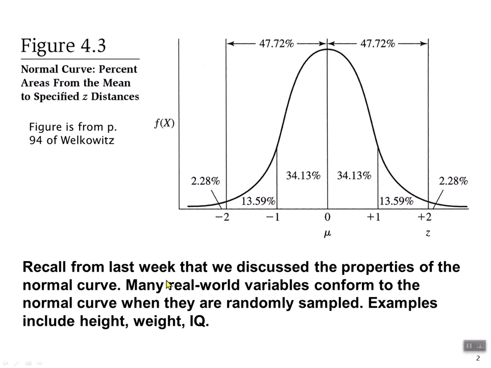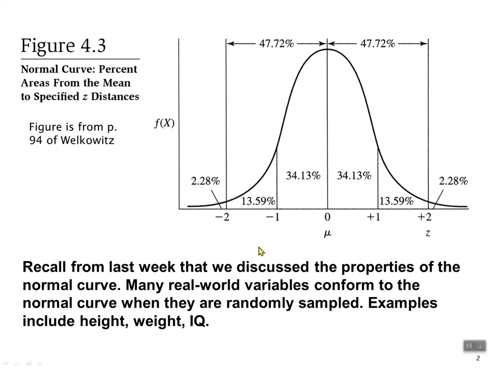And it's important to know that many real-world examples of variables that occur naturally tend to conform to the shape of the normal curve. Not always, but things like height, weight, IQ, things that are more heavily tested in our human endeavors, these are things that tend to conform to the normal curve. And you can see the bell shape of the curve here.